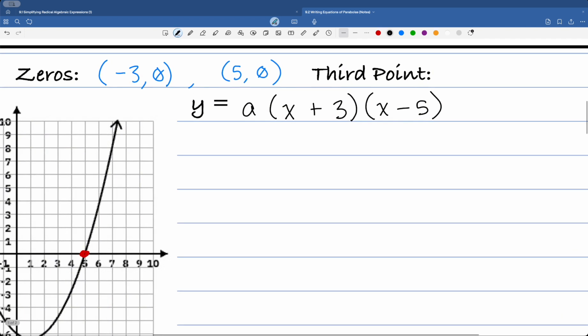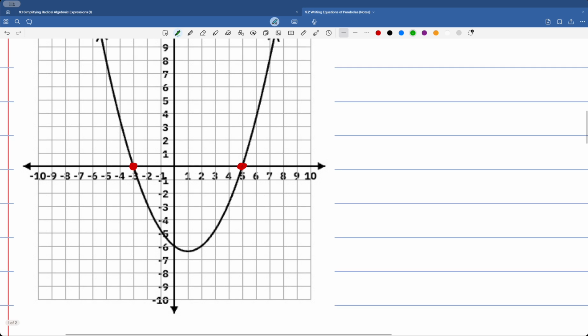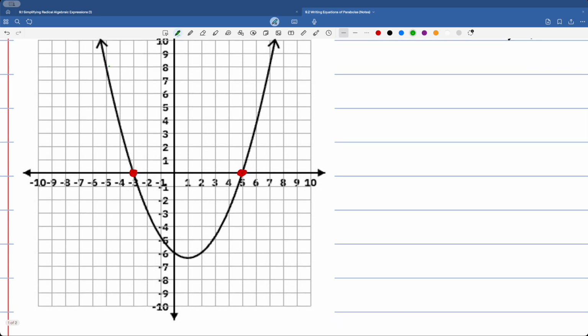Then we're going to choose a third point. Now, a third point can be any arbitrary point. I'm going to go with green on this one so we can see it. It can be this point. It could be, like I said, any arbitrary point. Look, here we have a y-intercept that we could use. I don't want to use the vertex because it does have a fraction rather than a whole number.